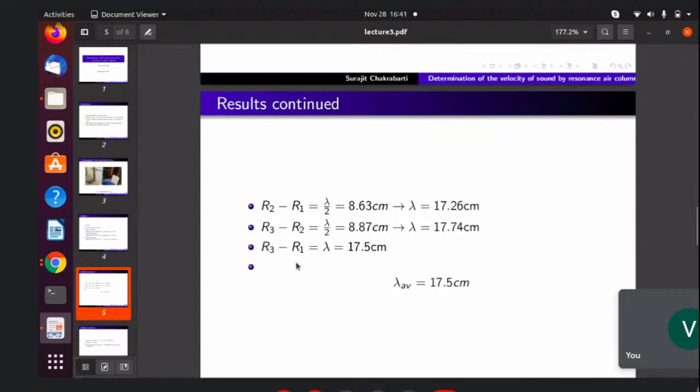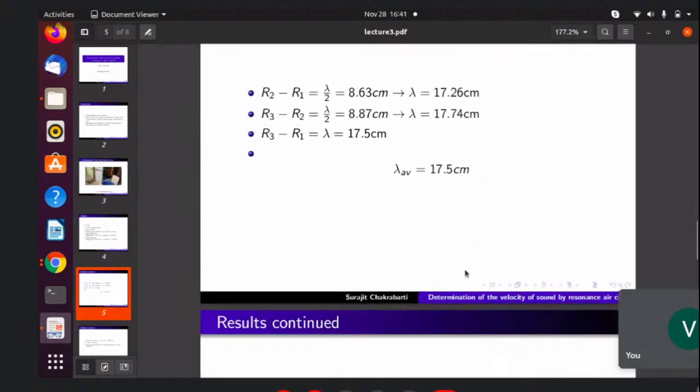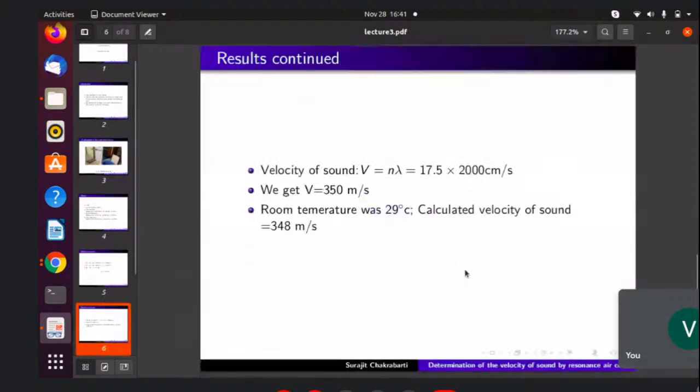And from third to first, that I get, it will be lambda. So that will be 17.5. The average comes to about 17.5 centimeter. So you see, using a 2 kilohertz source, I am getting the average wavelength of sound of 17.5 centimeter. Okay, so from that I can calculate the velocity of sound, and it's very simple. V is equal to n lambda. So lambda is 17.5, n is equal to 2 kilohertz. So the velocity turns out to be 350 meters per second.